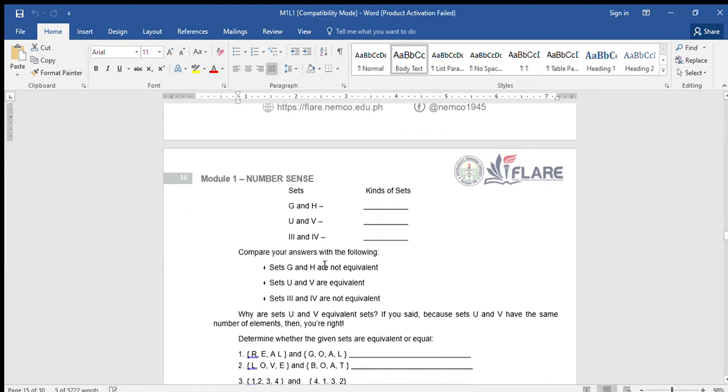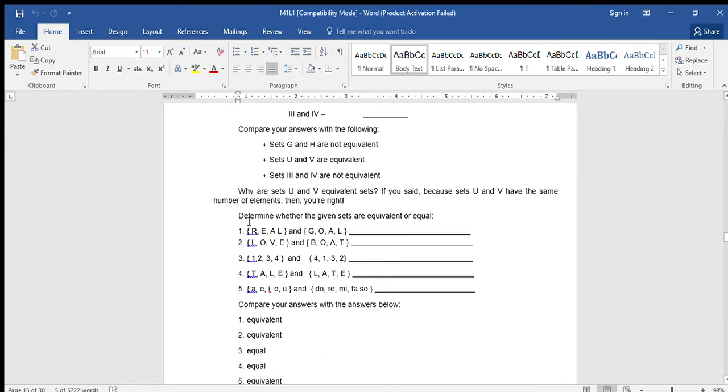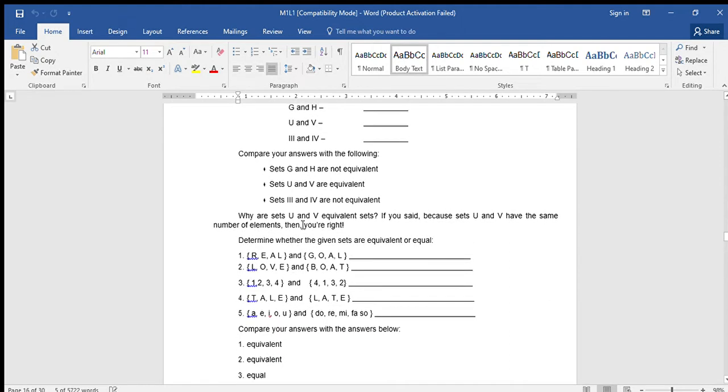Okay. Next, we also have here: why are sets U and V equivalent sets? If you said because sets U and V have the same number of elements, then you are right. So again, we will have to determine whether the given sets are equal or equivalent. So again, to identify if these are equal or equivalent sets. Number 1, real and goal, equal or equivalent?